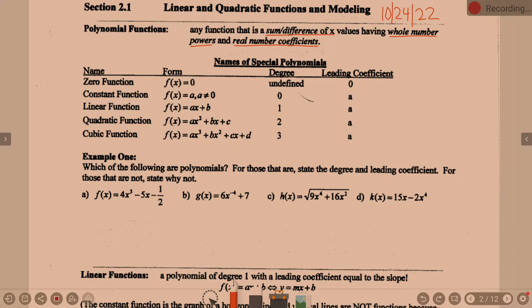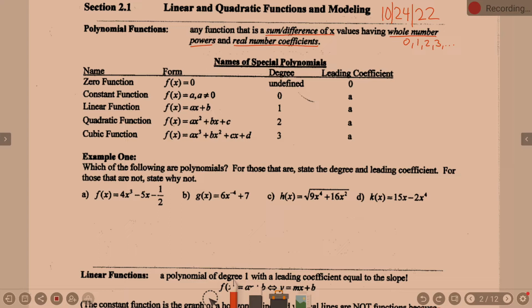What do I mean by whole number powers? What are whole numbers? Numbers that don't have decimals. Numbers that don't have decimals and fractions. No decimals, no fractions, no negatives. So whole numbers, as a review, zero, 1, 2, 3, so on and so forth. Okay, just as a review, that's important to remember.